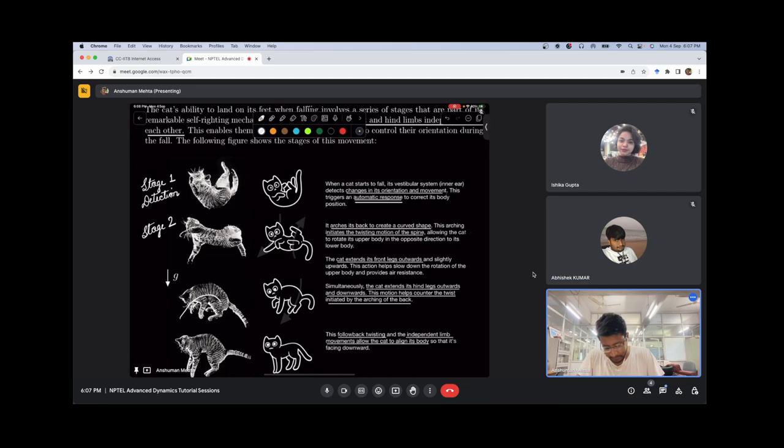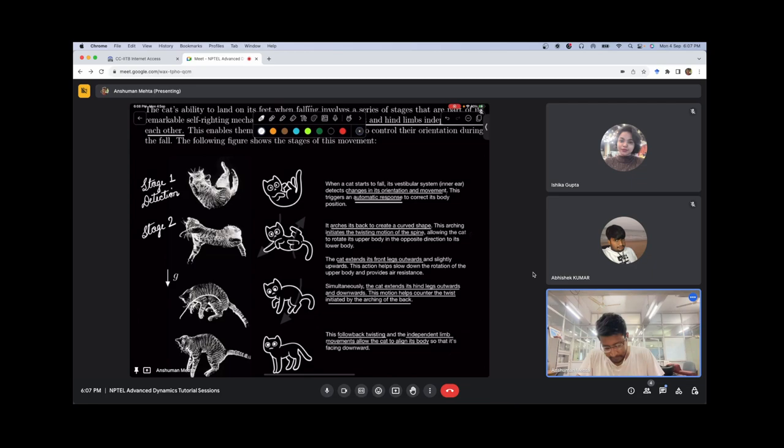Now you see that in the infographic as well as the real photo, it's not exactly the same, and obviously the cat expressions are different. But you can see how the body changes its orientation.